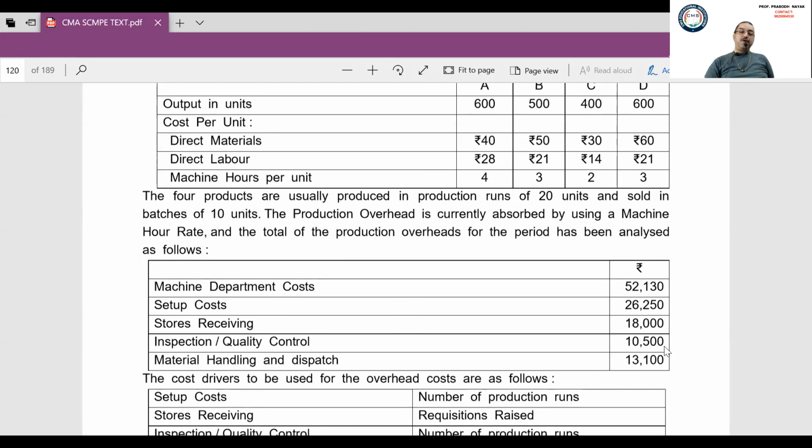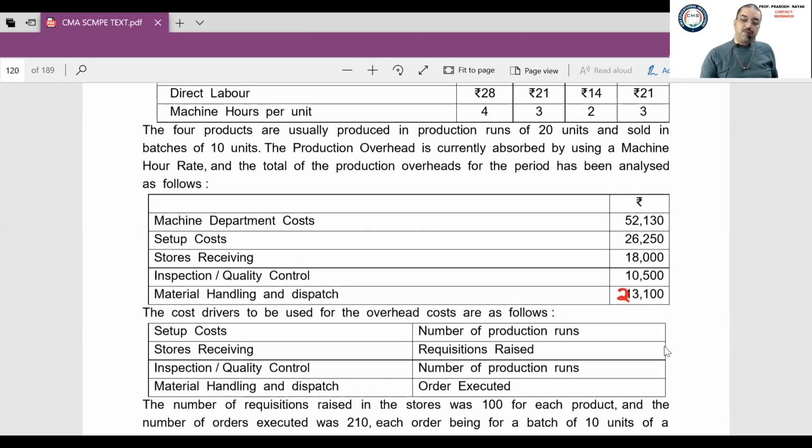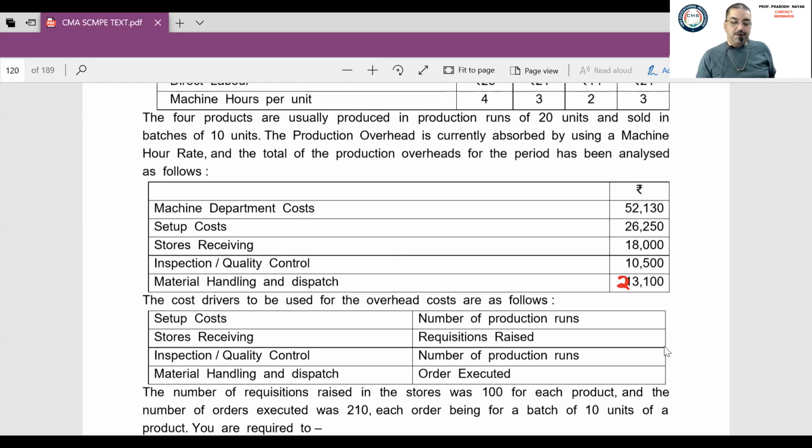You are given the machine department cost, setup cost, stores receiving, inspection and quality cost, material handling and dispatch. Correction is to be made. It is 23,100. So please note the correction. Material handling and dispatch is 23,100. Cost drivers to be used for the overhead costs are as follows. Setup cost, number of production runs. Stores receiving, requisition is raised. Inspection or quality control, it is 10,000, number of production runs. Material handling and dispatch, it is orders executed.